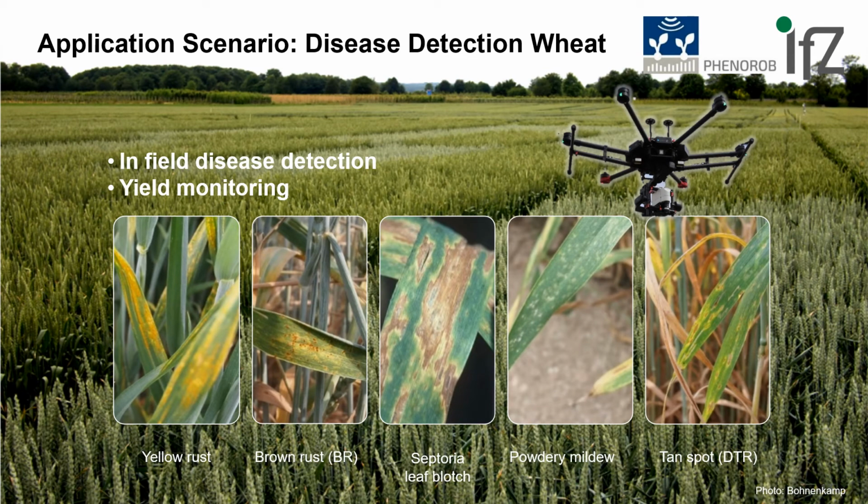To test this theory, we performed research on the field scale to do an in-field disease detection based on UAV data, and we investigated different diseases in wheat like yellow rust, brown rust, septoria leaf blotch, powdery mildew, or tan spot.